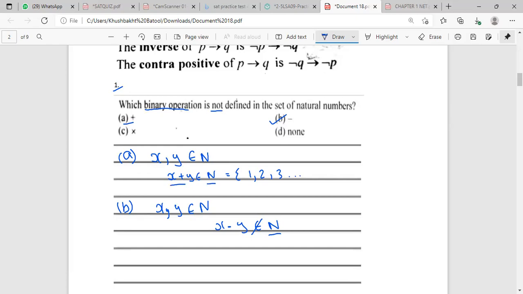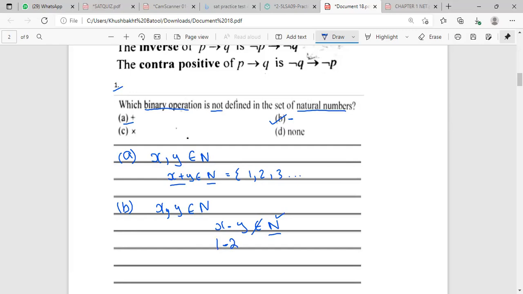Yes, certainly it would be. So addition is a binary operation in the set of natural numbers. But if we talk about subtraction, that is minus, it is very clear that if I have 1 minus 2, I will get a negative number, right? We don't have negative numbers in the set of natural numbers. So this is why we chose 2, okay?